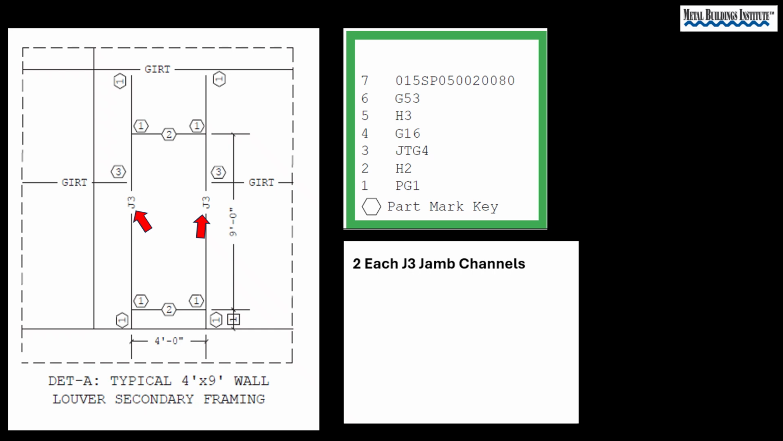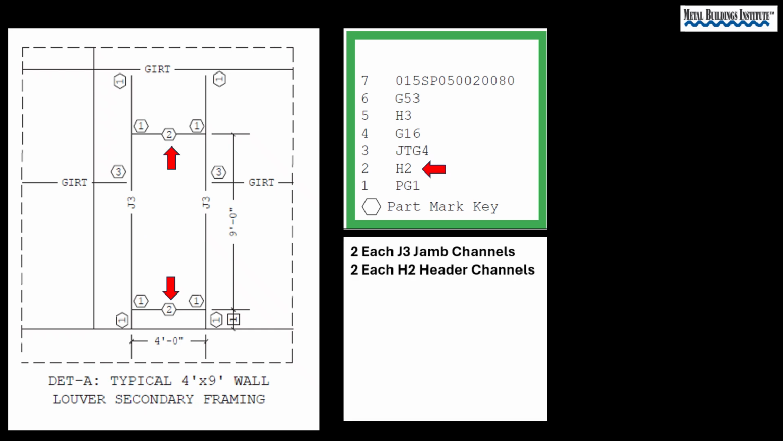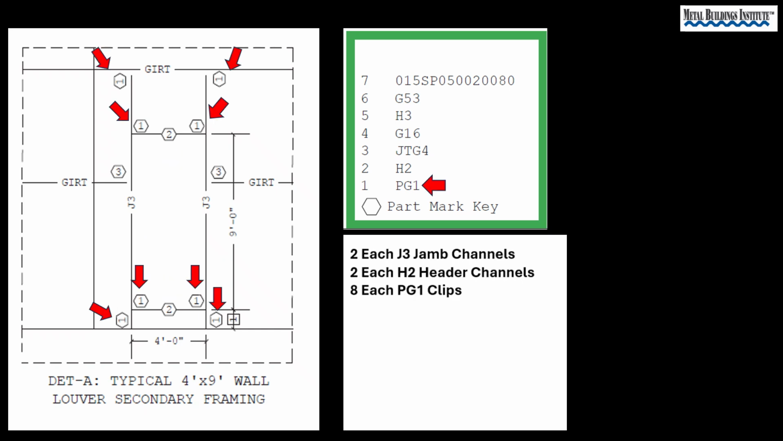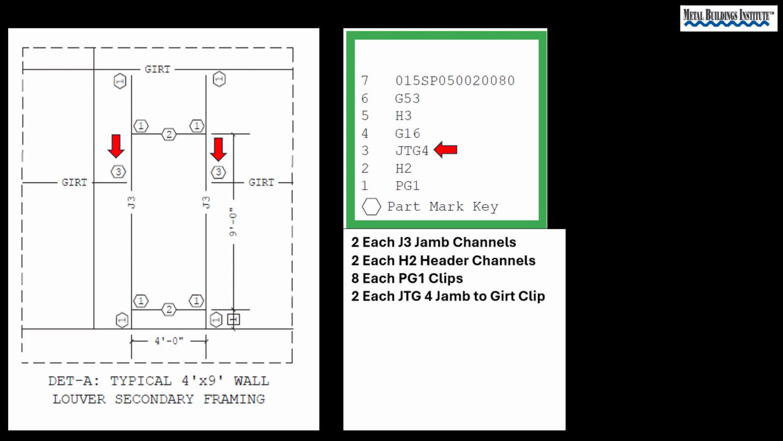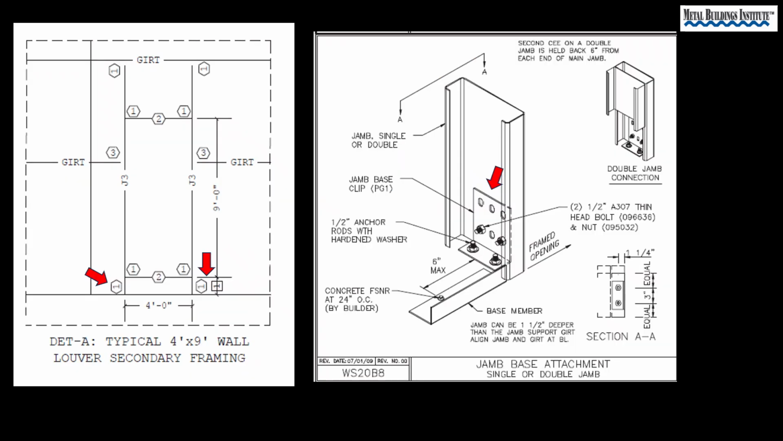We will need 2 each J3 jambs. We will need 2 each H2 header channels. We will need 8 PG1 clips. And we will need 2 JTG4 jamb to girt clips. For the clips, you also need fasteners.